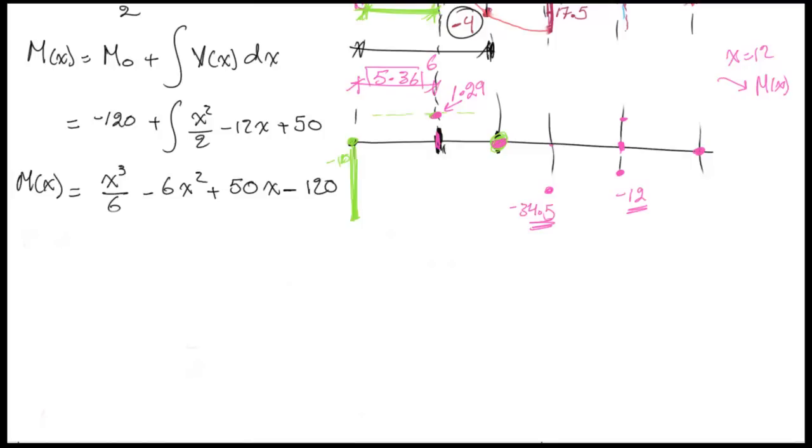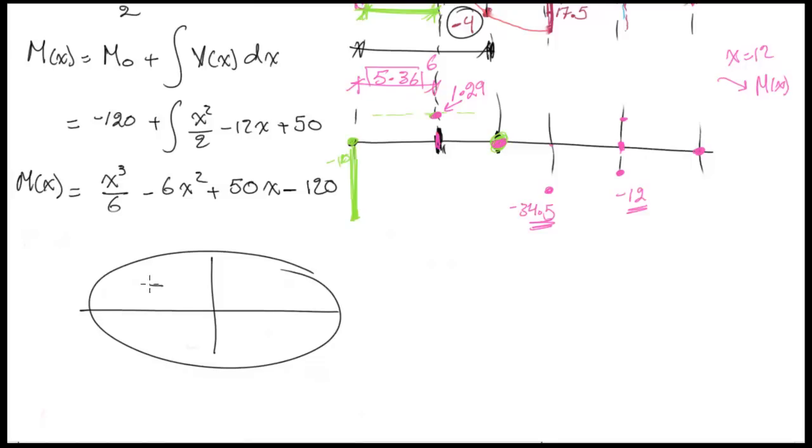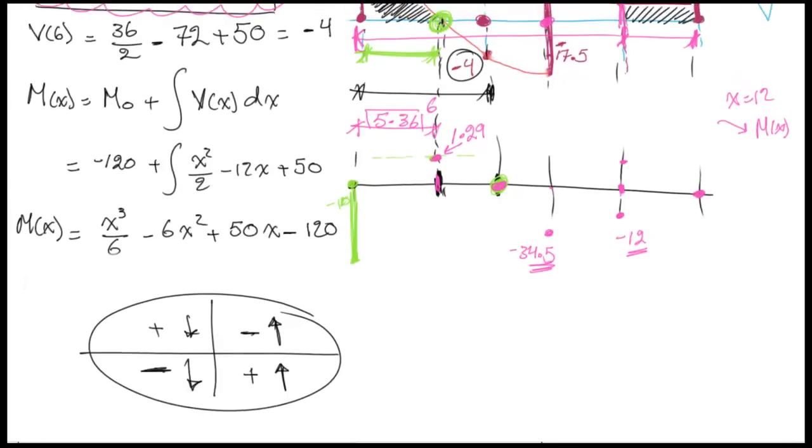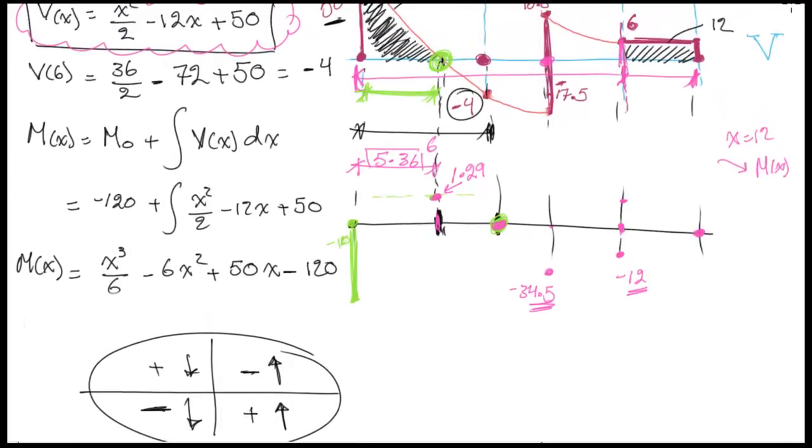Now, I'll go back to the oval shape I drew to know the shape. So what do I have here? I have positive decreasing, a negative increasing. In this one, I have a negative decreasing, and in this one I have positive increasing. Now I'm doing the moment, so I apply this oval shape to the shear diagram. When I did the shear diagram, I applied it to the load diagram.